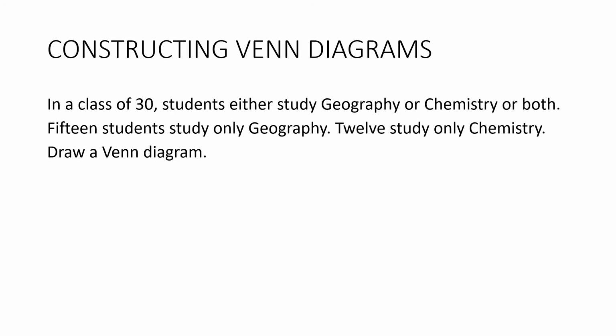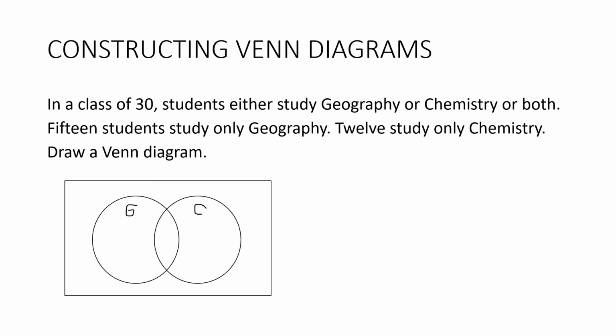And one more. In a class of 30, students either study geography or chemistry or both. 15 students study only geography, 12 study only chemistry. Draw a Venn diagram. Okay, so we've got G for geography, C for chemistry.